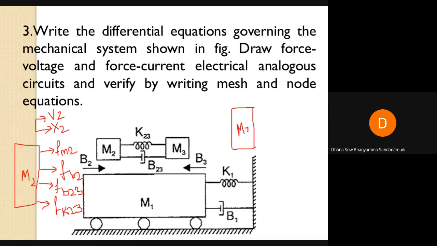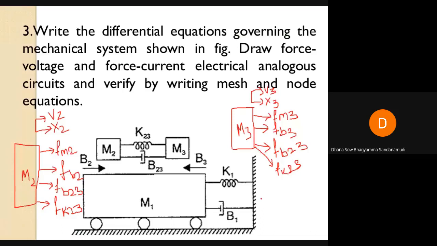M3, displacement is x3, velocity is v3. Applied forces are 0, so opposing forces: FM3, FB3, FB23. One more force is there, FK23.